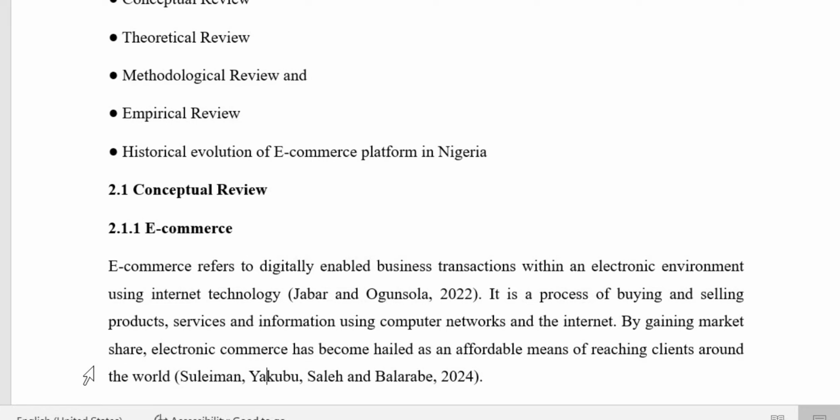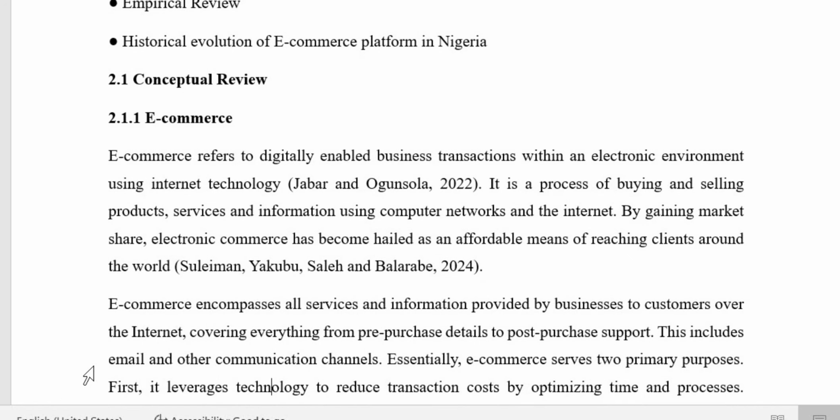Now, by this, we know that e-commerce is an electronic environment using internet technology. So this explains e-commerce to us. Everybody that does not know what e-commerce means will be able to know under your conceptual review. Let's say somebody in the realm of medical science or pure science might not know what we mean by e-commerce, but going through your work, when they get to the conceptual review, they believe that you are going to explain all the necessary concepts there.